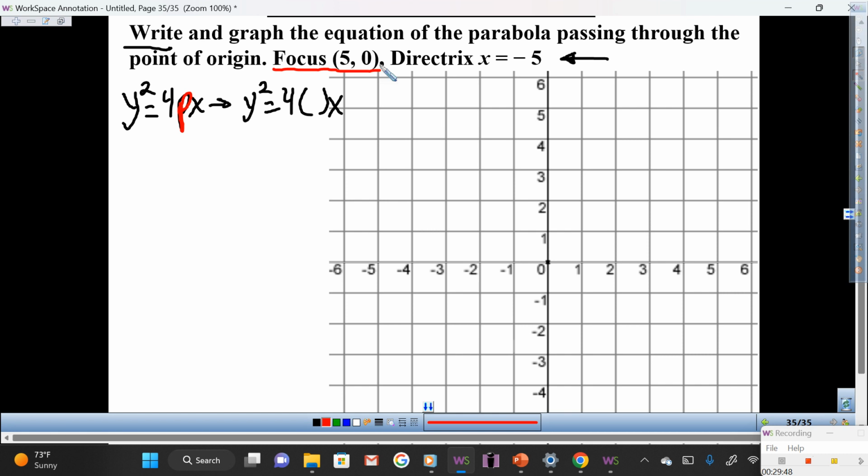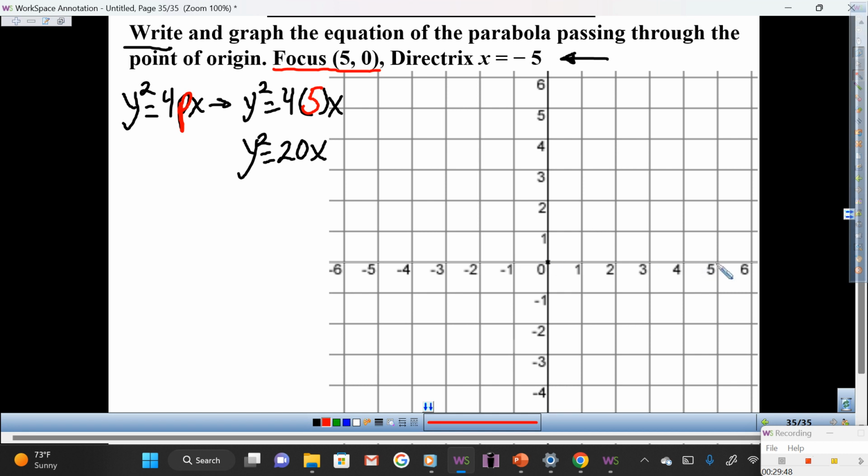Pass someone, Caleb. Who? Jaden. Times 5. That is correct. So my new improved equation is y squared equals 20x. Hands if you got that? All right. Plot what we have.